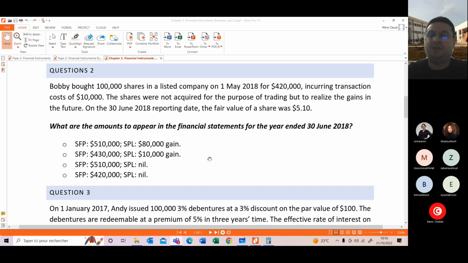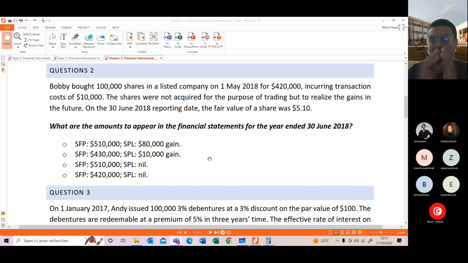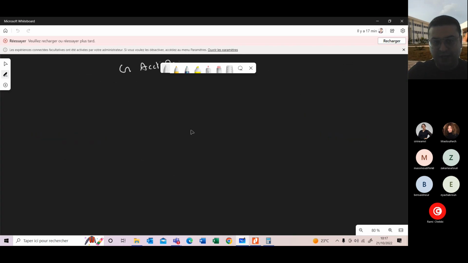First of all, are we taking the perspective of the investor or the issuer? The investor, that's right. The company bought 100,000 shares, so we're taking the perspective of the investor. So it's a financial asset, not a financial liability, right? Okay, what is the initial recognition? Let's say the first time we acquired this financial asset as an investor, how is it recorded?